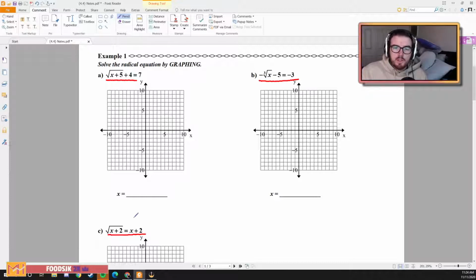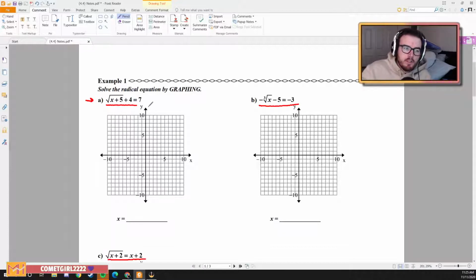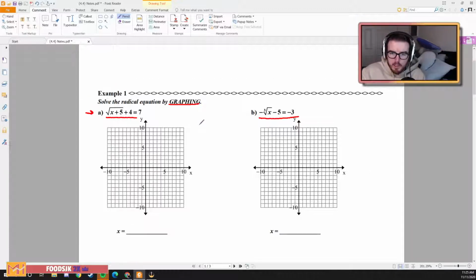So if we were solving these by hand, especially a here, we need to somehow get rid of the radical. And what do we do to get rid of a radical? We square it, right? Those are the types of things that we're going to be doing. But we're going to first start out by solving by graphing. And we have solved by graphing before.